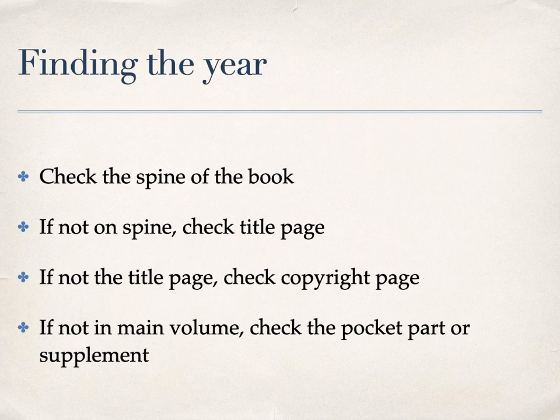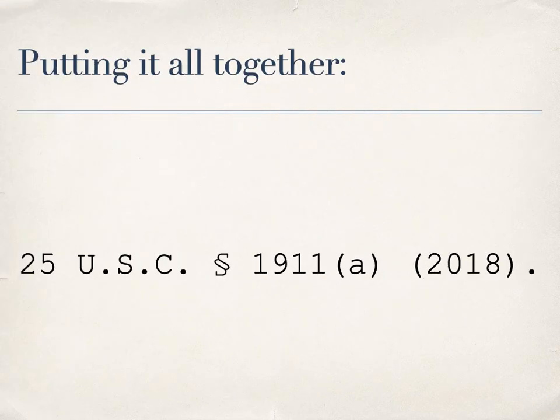In the case of the United States Code, it is published every 6 years. The code I was using just a moment ago was published in 2018, and the statute hasn't been updated since then, so my date for my parenthetical will be 2018. Putting it all together, here's my cite to that particular piece of the Indian Child Welfare Act using the official United States Code.